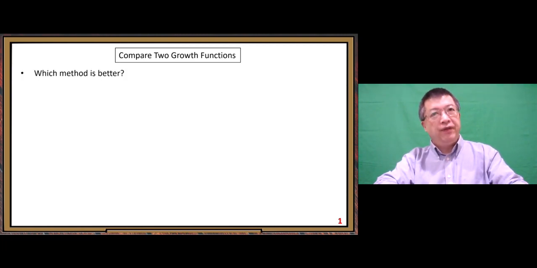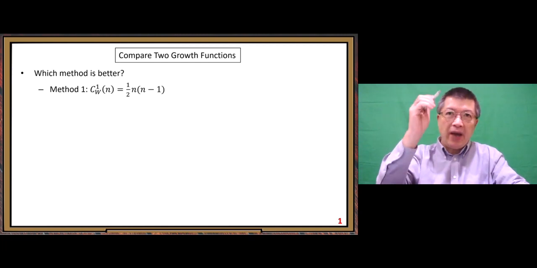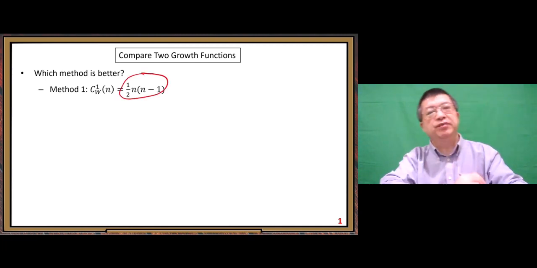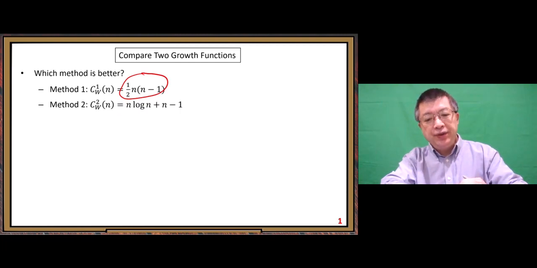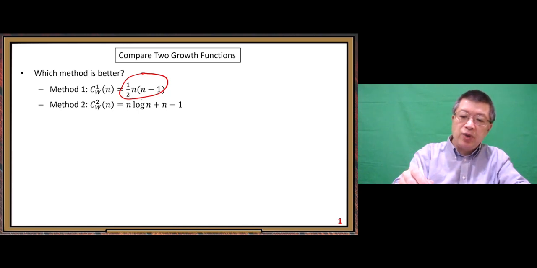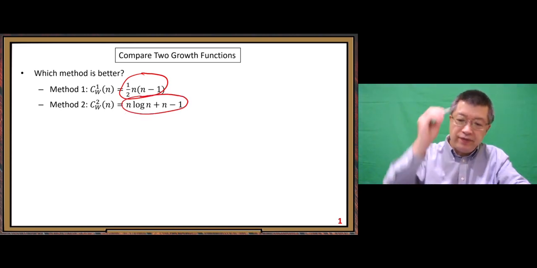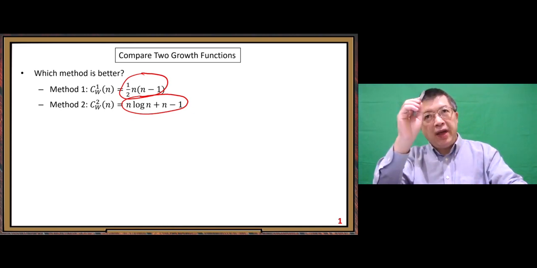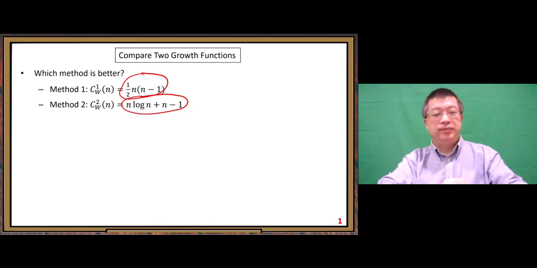The first one, our method one, we use the worst case. So we have this expression. For method two, we also use the worst case expression. We have another expression. Then we get their growth functions.